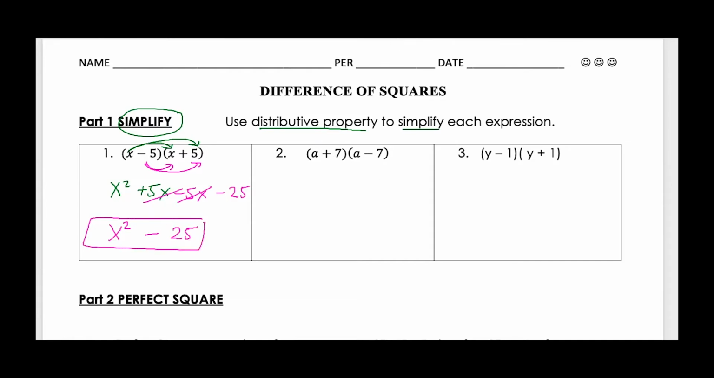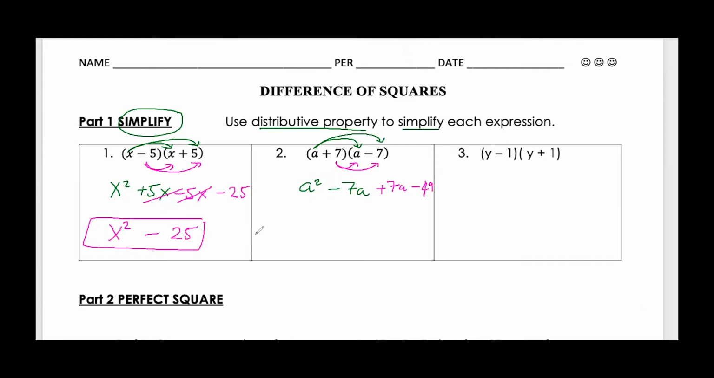So now I'm going to have a times a, that's a squared. 8 times negative 7 is going to give you negative 7a. When we're done with that, we're going to move on with the next one. 7 times a gives you plus 7a. 7 times negative 7 gives you negative 49.